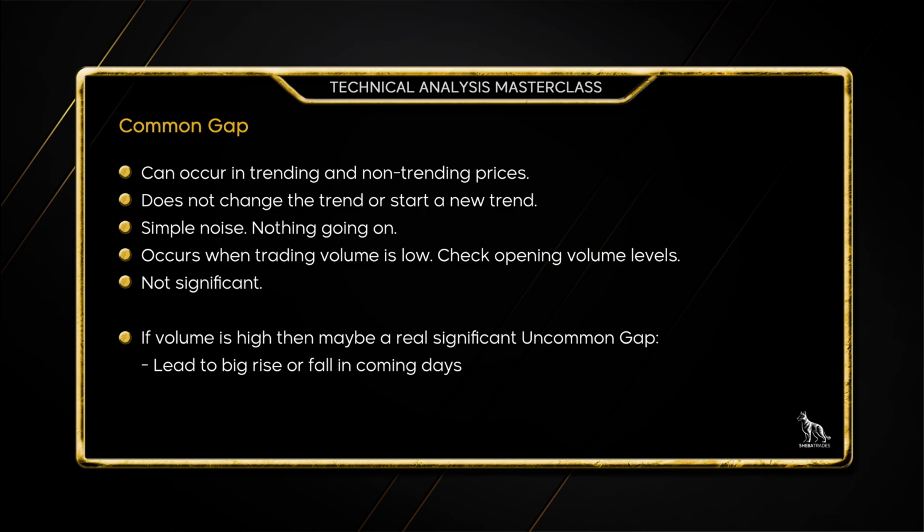It occurs when the trading volume is low, right? There's less people trading. So a good way to verify if something might be a common or uncommon gap is by simply looking at the volume. If the volume levels are low, there's a very good chance it's a common gap, versus an uncommon gap, which we're going to talk about next, where it's very significant. If the volume is high and there's a gap, then you might have something that's really significant, which is an uncommon gap. And that could lead to a big price rise or fall in the coming days or weeks.